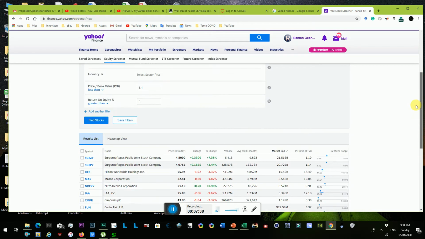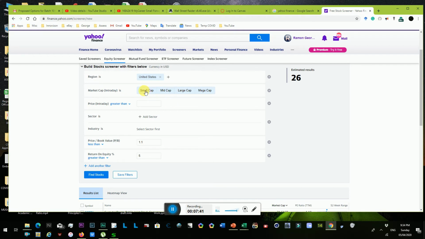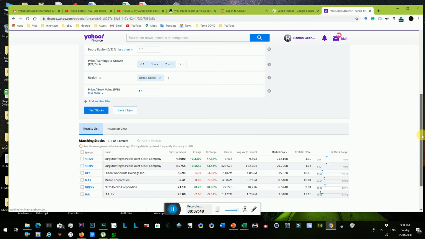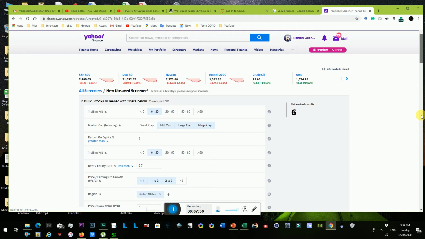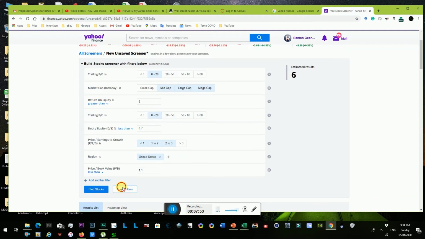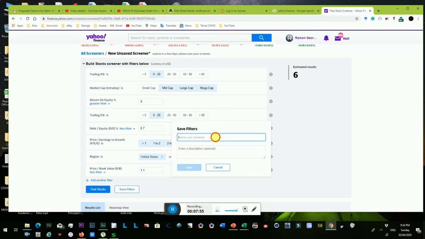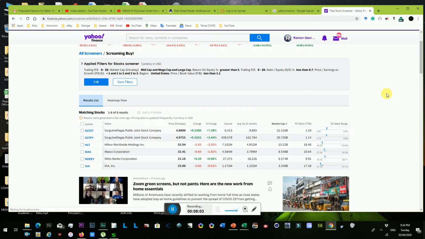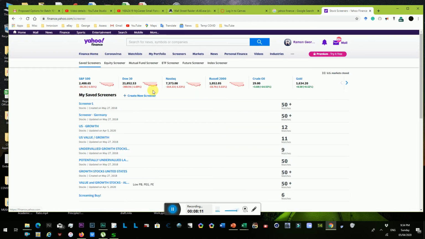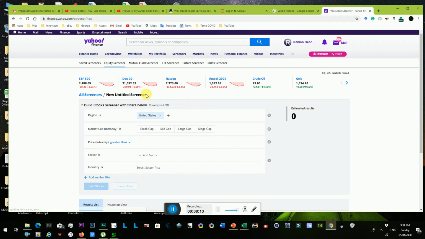Maybe we can also remove the small caps in order to just include the mid cap, the large cap, and the mega cap. So only 6 remains. Right, so we have here, and maybe if we say this filter, we call this screaming buy. Yeah, screaming buy. Now let's try to find out whether we can do a filter for some Asian stocks.